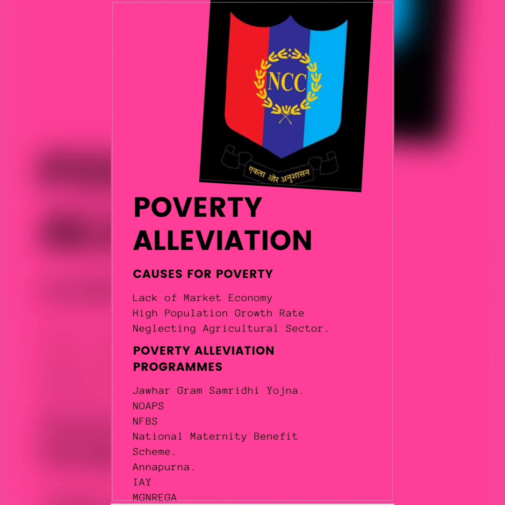Jawahar Gram Samriddhi Yojana started on 1st April 1999. The main aim of the program was to develop the rural areas. Its secondary objective was to give out sustained wage employment. This was only given to BPL families.